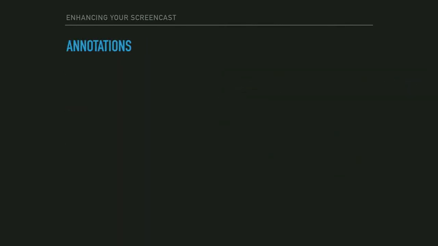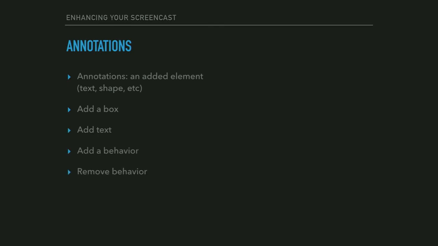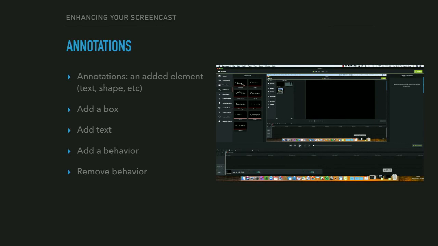We're going to talk about annotations. Annotations are an added element, text, shapes, whatever, to help you highlight something on the screen. What we're going to do now is add a box, add text, and we can add a behavior, and we can remove a behavior. So let me just show you what that looks like.